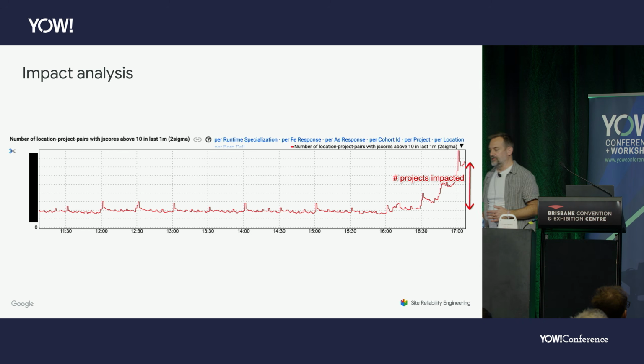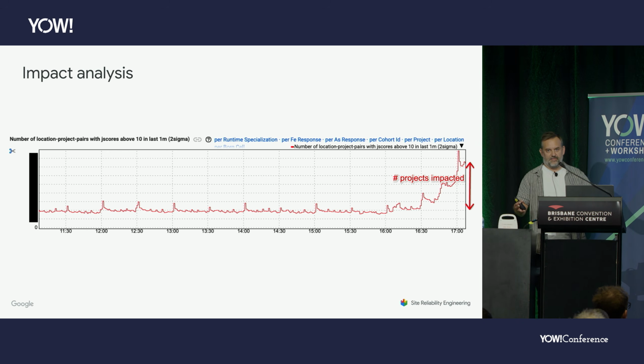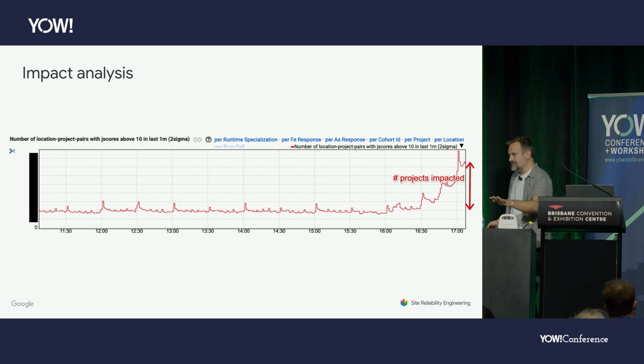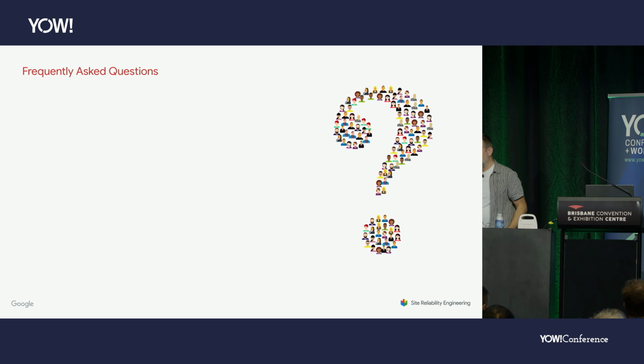So that's the next graph we come and look at. How many projects are being impacted? Then we work out the severity of the event. So at this point, I like to go through a few FAQs. This isn't the end of the presentation. I know you're thinking some things, and I want to get ahead of that.